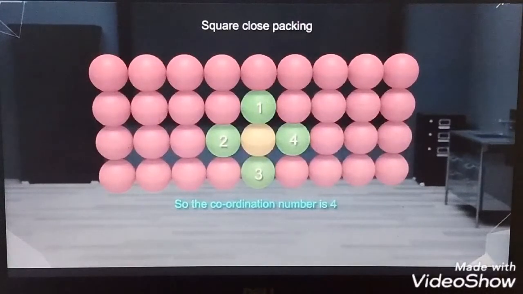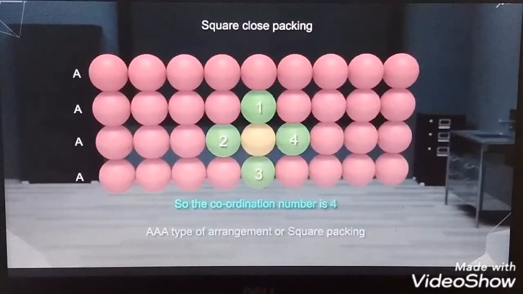If we call the first row as A type, then the second row being exactly the same is also called A type. If we keep on placing such similar rows one above the other, then such an arrangement is known as AAA type of arrangement or square packing.